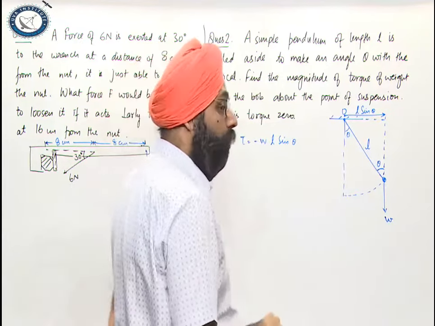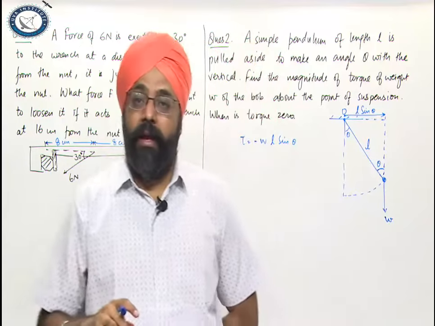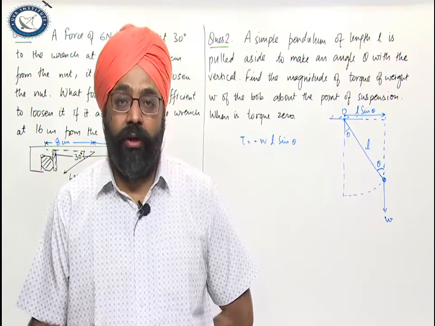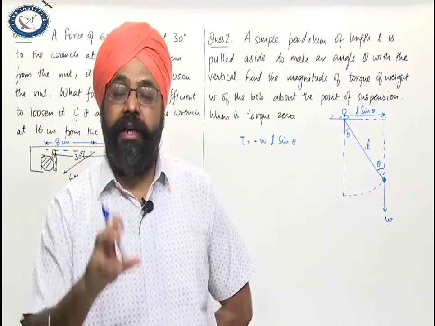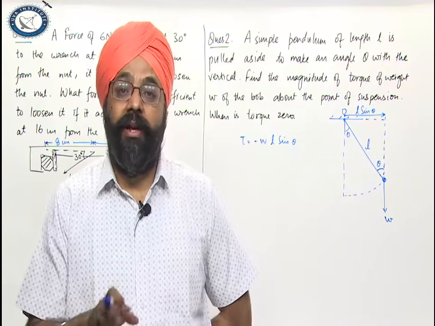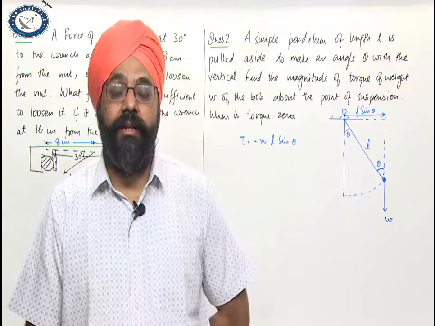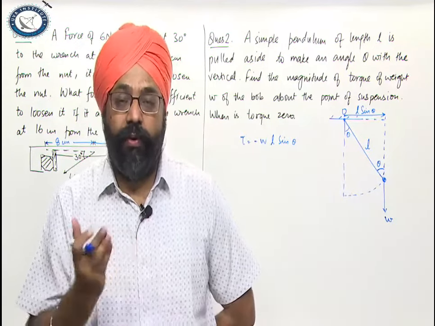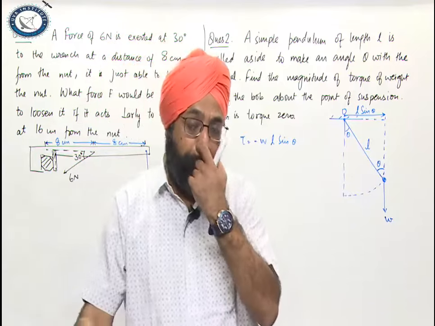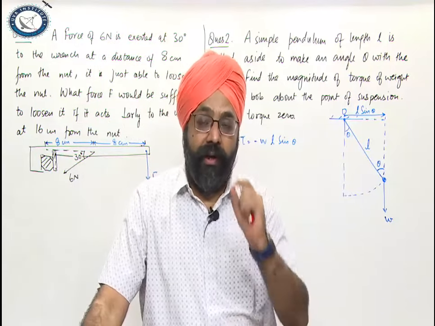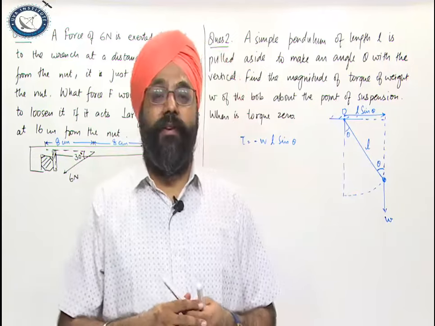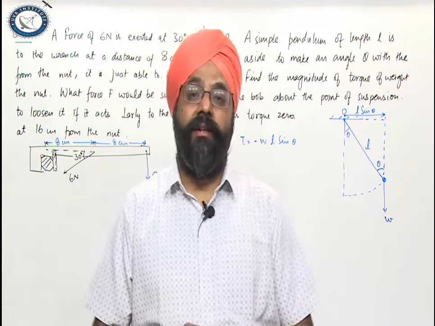We generally put a negative sign over here. The negative sign represents that this torque due to weight is trying to decrease the value of theta. It is always directed towards the mean position. The torque is trying to take the bob towards the mean position to decrease theta. That is why we are taking torque as negative.